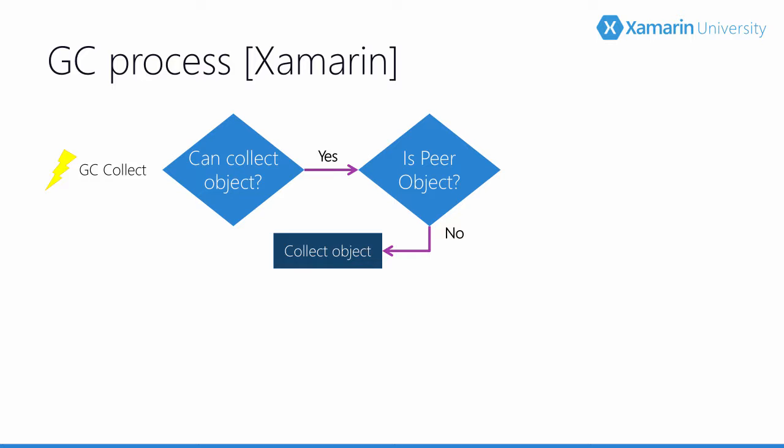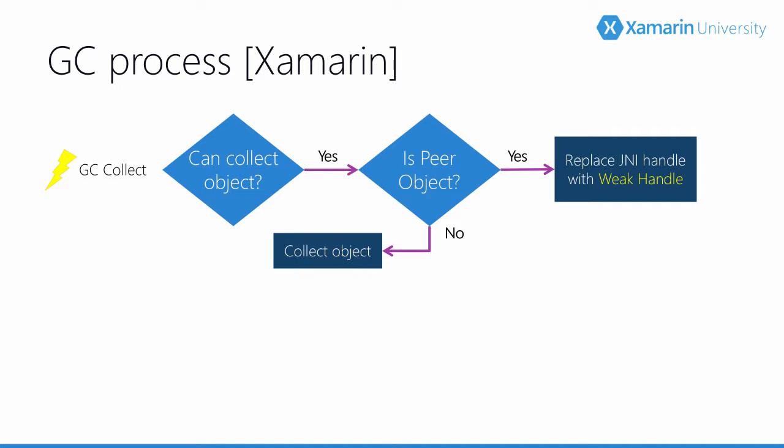But if it is a peer object, if it represents something that's in the JVM, then it goes into that object and replaces the JNI handle, the int pointer, with a weak handle. A weak handle in Java is exactly like a weak reference in .NET. It represents something that will not keep the object from being collected. It gives us a handle to the object, but it's not a strong handle, it's a weak handle, and the garbage collector on the JVM side can collect the object if necessary.